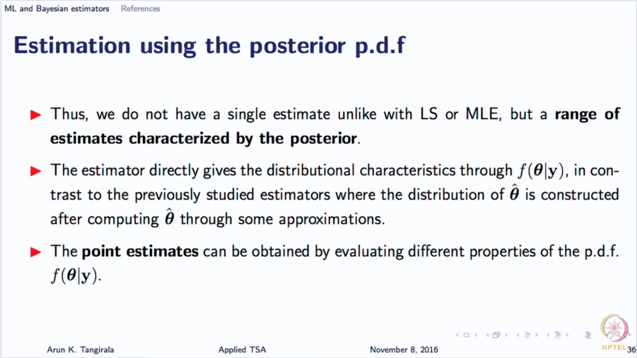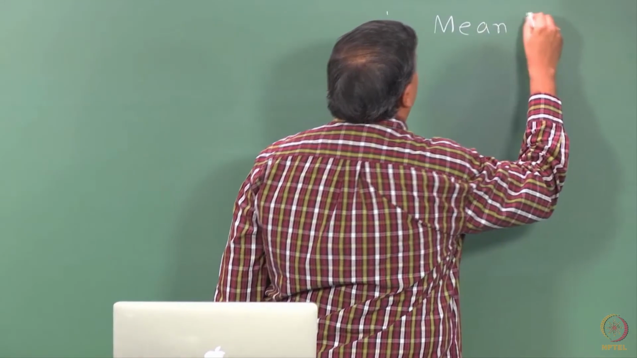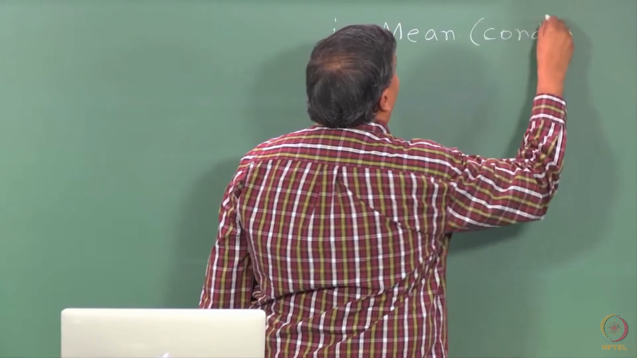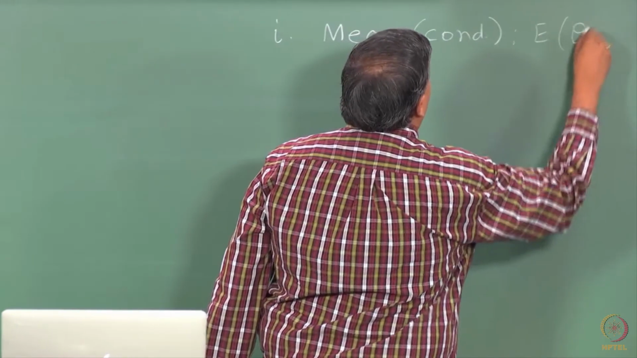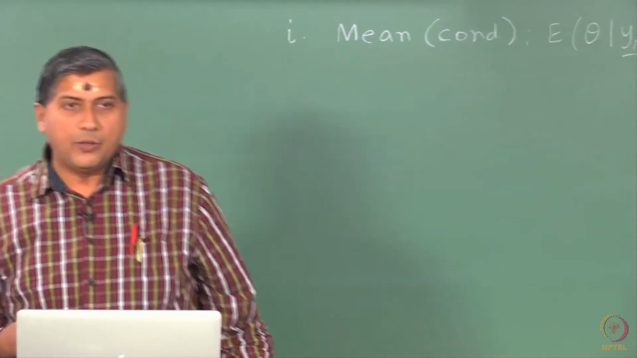For example, I could say that I would like to pick the average of the estimates that I have obtained. F of theta given y is the conditional PDF of theta given y after the experiment has been performed. I can ask for the average, which turns out to be the conditional expectation. So, the first point estimate that I can construct is the mean, in fact the conditional mean specifically of theta, in other words expectation of theta given y, which is nothing but the average of f of theta given y.